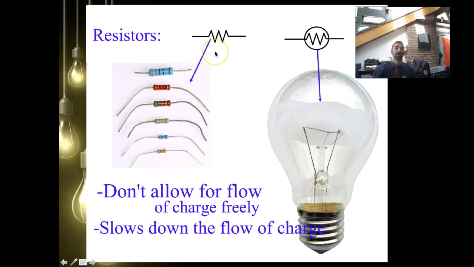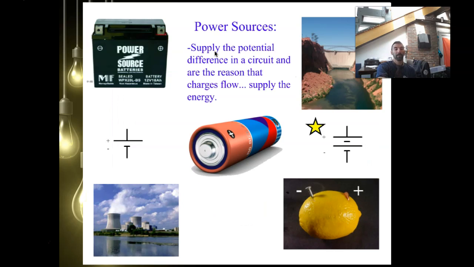Now resistors are one of those things that help us be able to plug cell phones into the wall because they change how much electricity is flowing.